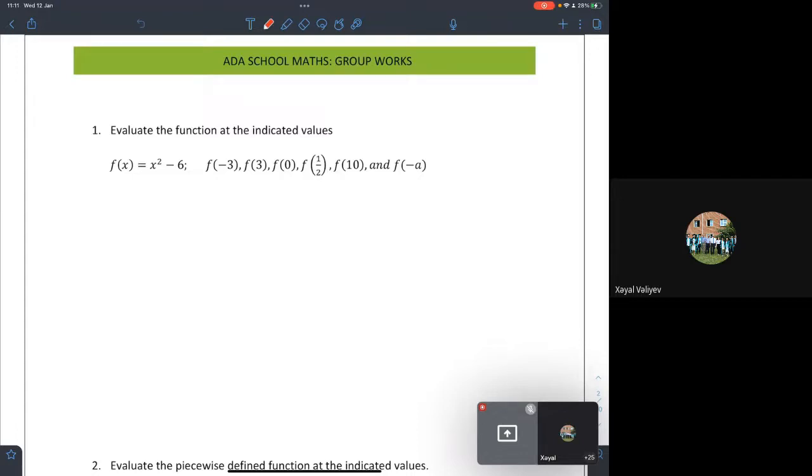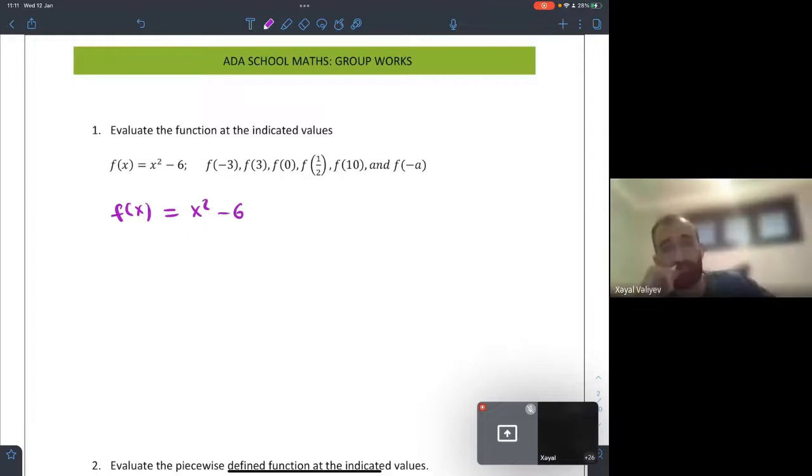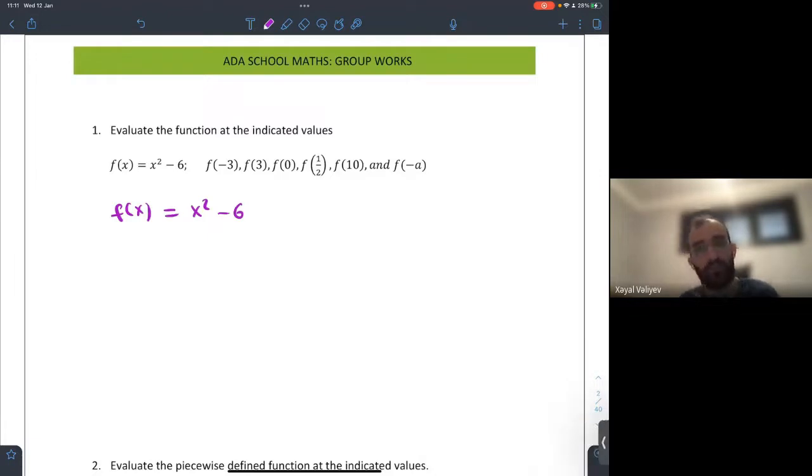So we have here a function, f of x equals x squared minus 6. This is the function, right? And we are looking for the value of this function at negative 3, and the value of this function at 3, and so on.